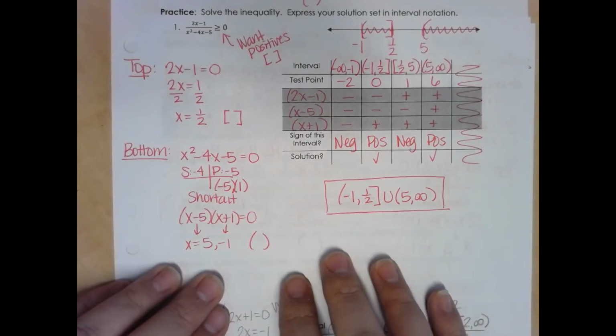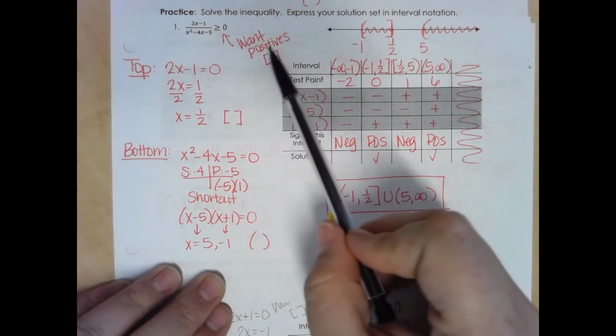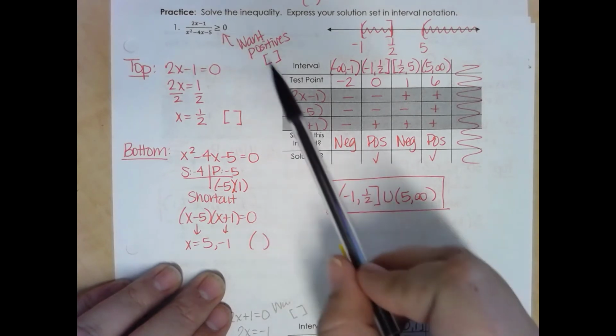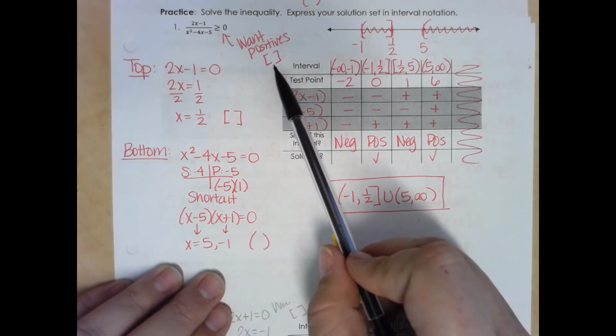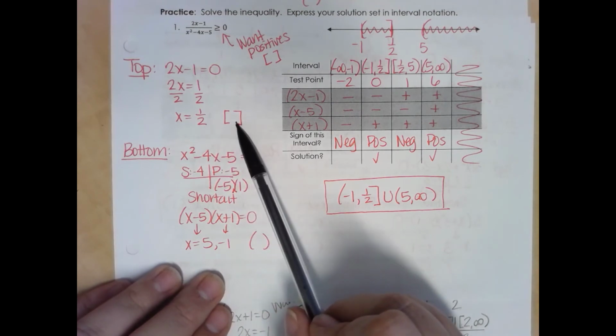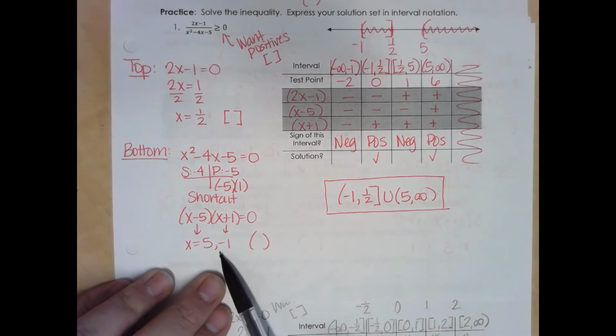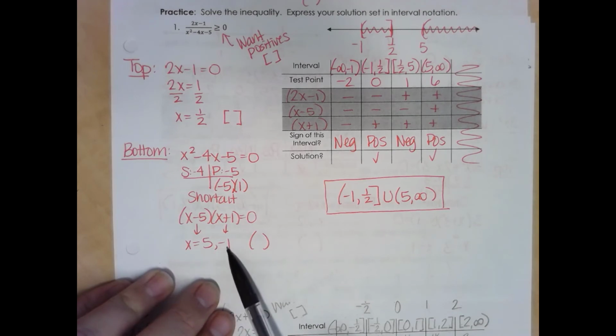All right, so when we look at number 1, you can see here that we just go straight into the symbol. We want positives because it has the equal to bar. We're going to use brackets. When we get our 0 from the top, we should get +1/2, which we can use brackets with. On the bottom, we can factor this using sum product. So our factors are x minus 5 and x plus 1, which means we get x equals 5 and -1 as our zeros from the bottom. Because they're from the bottom, we have to use parentheses.